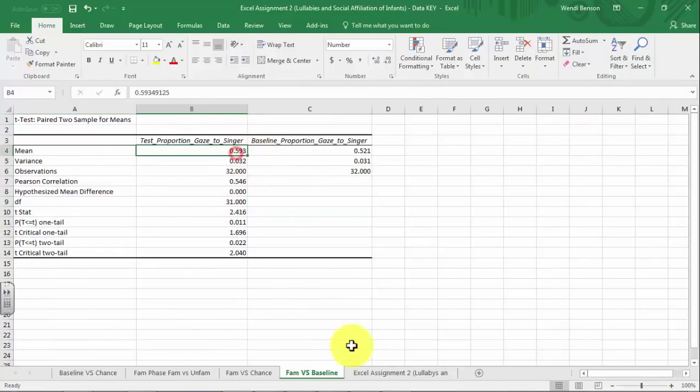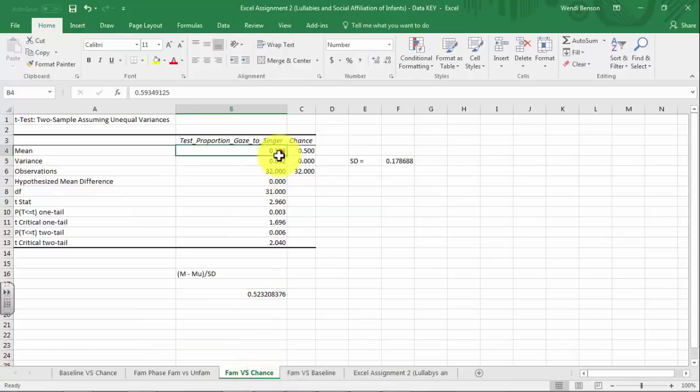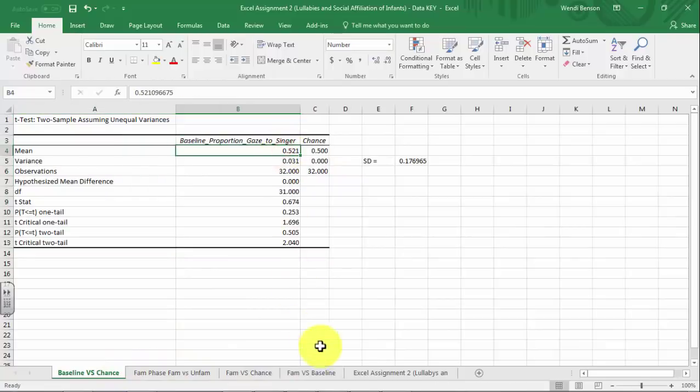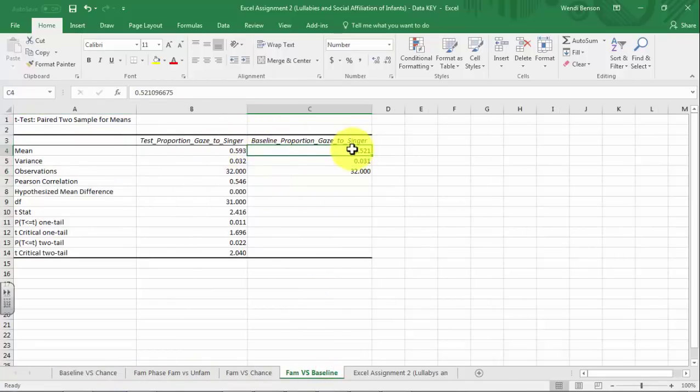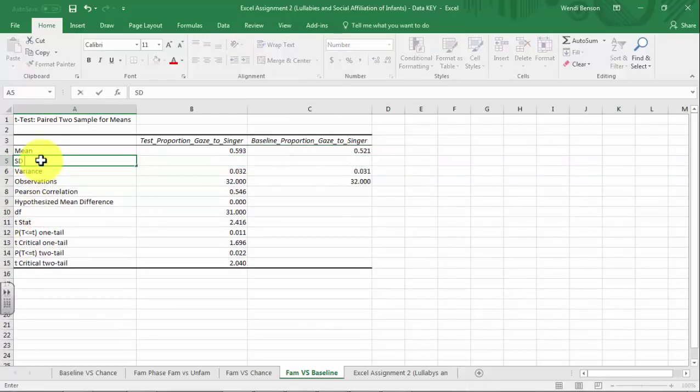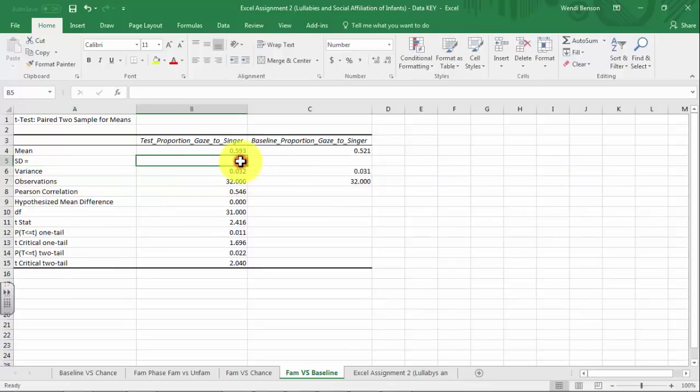Now here you see that 0.593 again, because that's the proportion they stared at them in the final trial. But now we're comparing that to how long they stared at them on average at the beginning, which is that 0.521 we looked at earlier. So that's our means. We've got our variances. Let's go ahead and right click, insert, SD equals, and just put our standard deviations right in there.